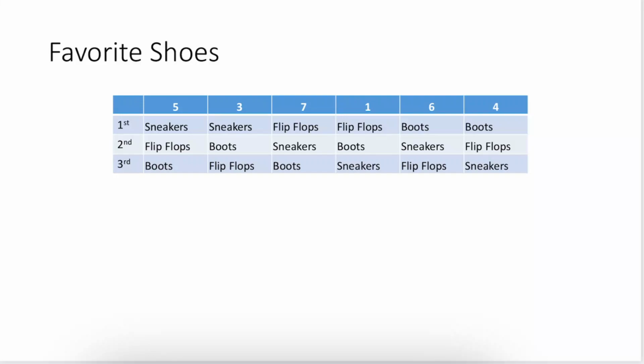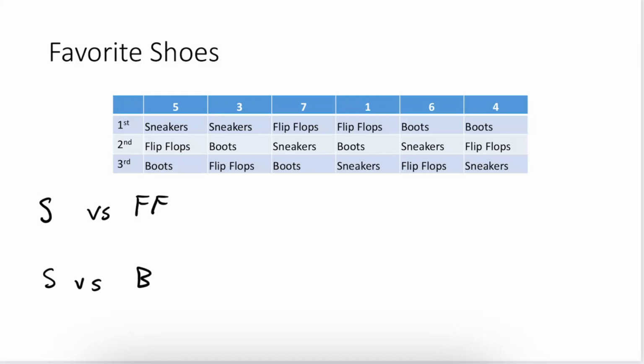Okay, so the first thing to do is we need to list out all of the possible pairs. So I recommend doing this very methodically. So I'm going to start with sneakers and I'm going to list all of the possible things that I could pair with sneakers. So I could do sneakers versus flip-flops, and I could do sneakers versus boots.